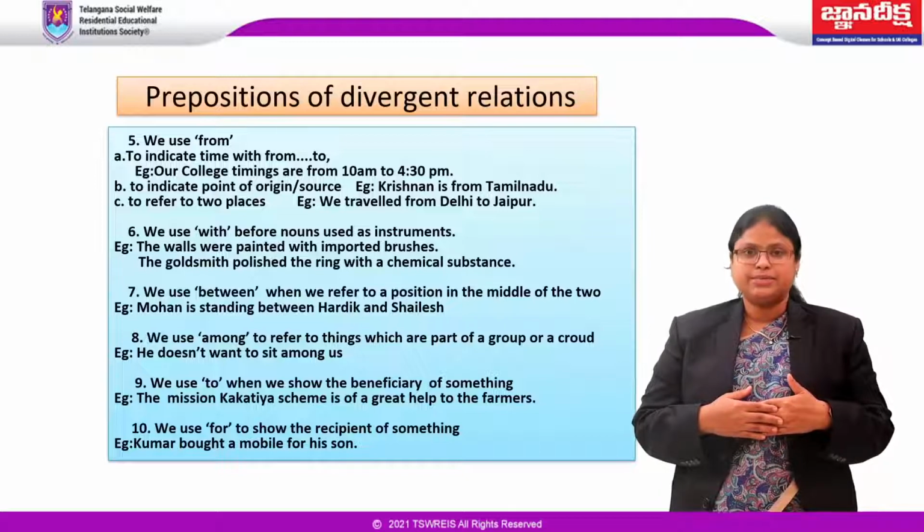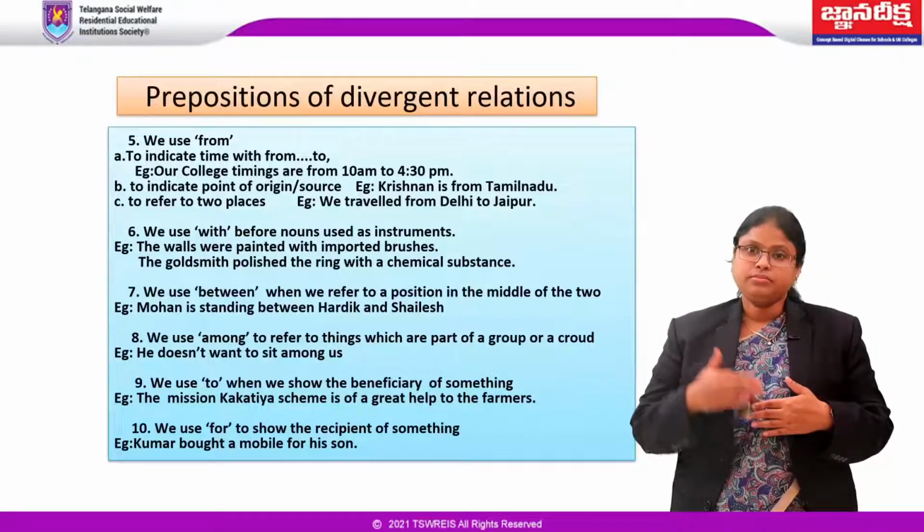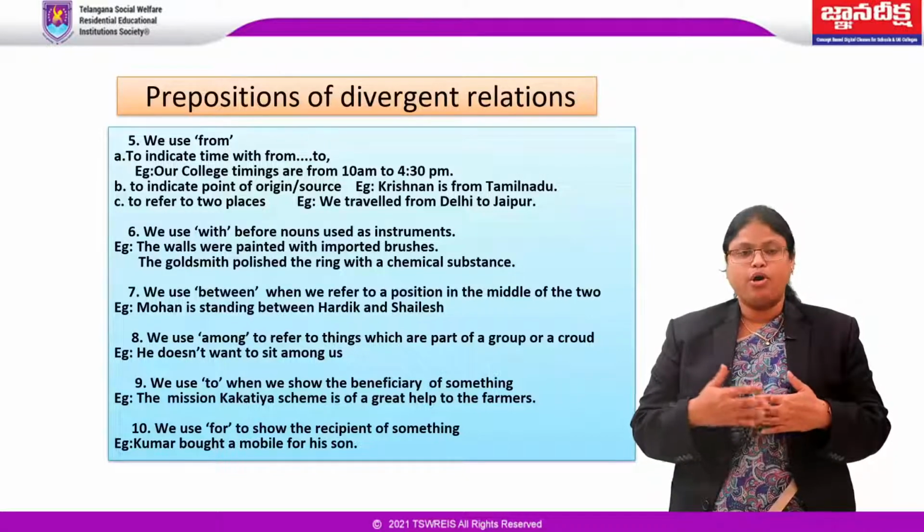The seventh one is between. We use between when we refer to a position in the middle of the two. For example, Mohan is standing between Hardik and Shailesh. The eighth one is among. We use among to refer to things which are part of a group or a crowd.